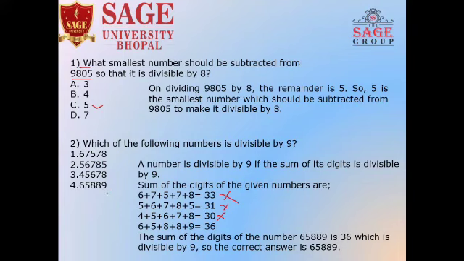So ultimately the last option remains, and we check 6 plus 5 plus 8 plus 8 plus 9, whose sum is equal to 36, and 36 is exactly divisible by 9. So the correct number is option number 4.